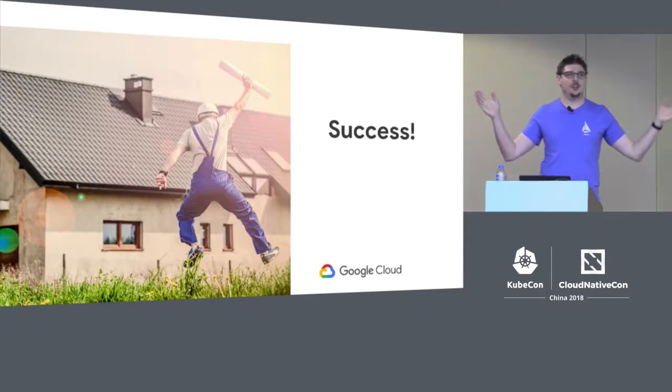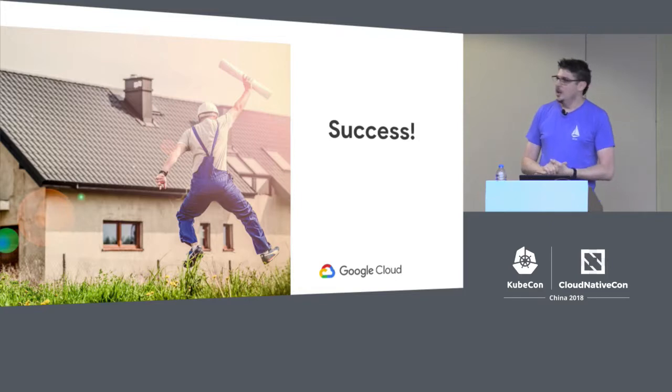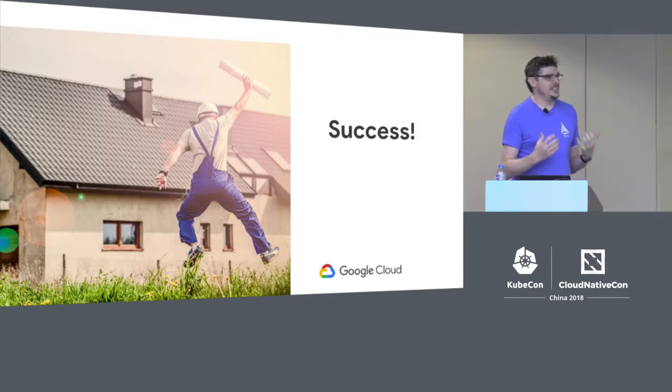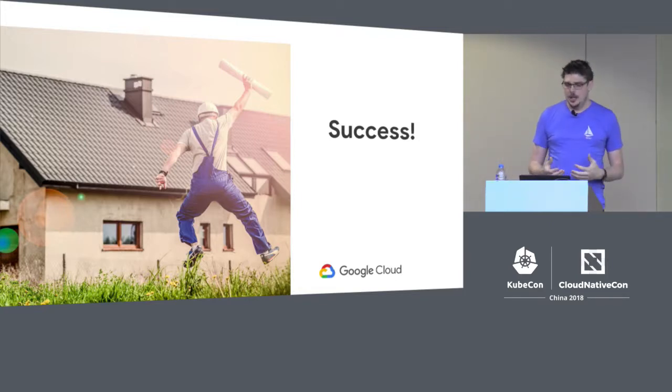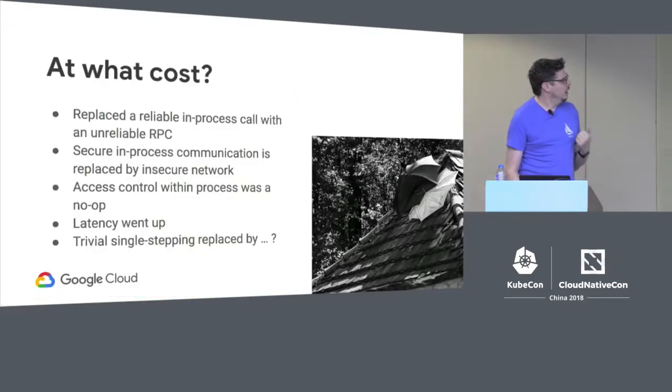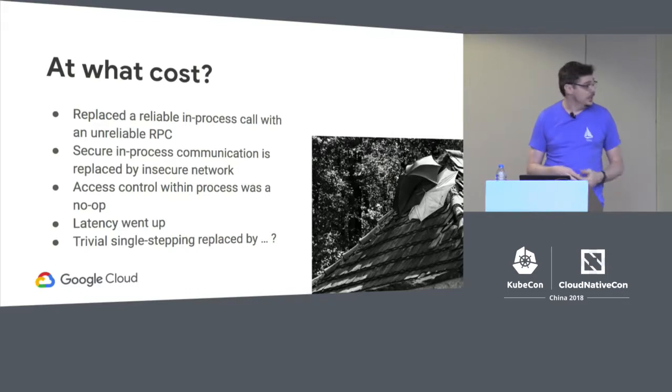So that's fantastic, great, we've decomposed our monolith, we're moving faster, we can test easier, we have these abstractions, and we can scale our services. So the question is, what was the cost? What have we lost here?